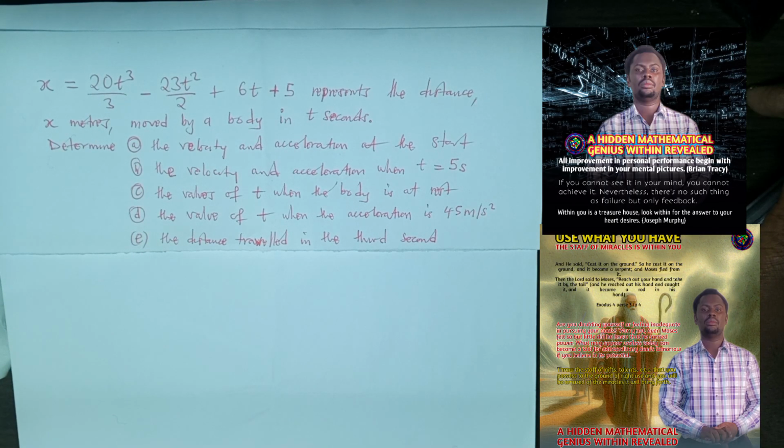x is equal to 20t cubed over 3 minus 23t squared over 2 plus 6t plus 5 represents the distance x meters moved by a body in t seconds.